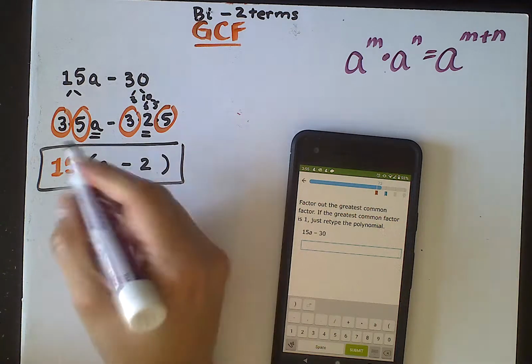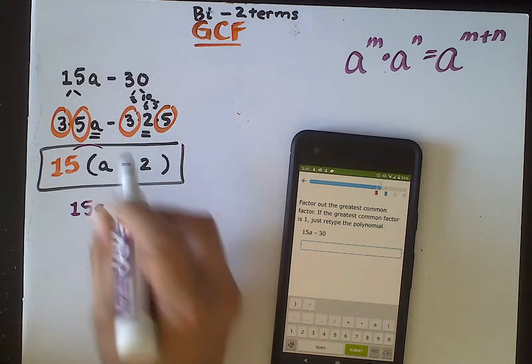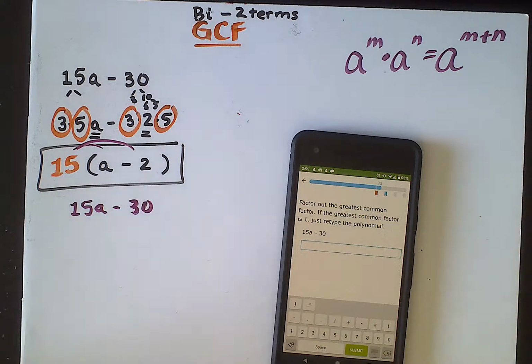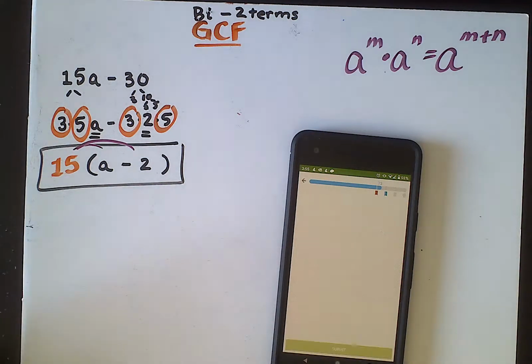And let's go ahead and double check our answer. 15a minus 30. Sounds good to me. So 15 times a minus 2. I was about to do the same thing again. All right, 15a minus 2, submit.